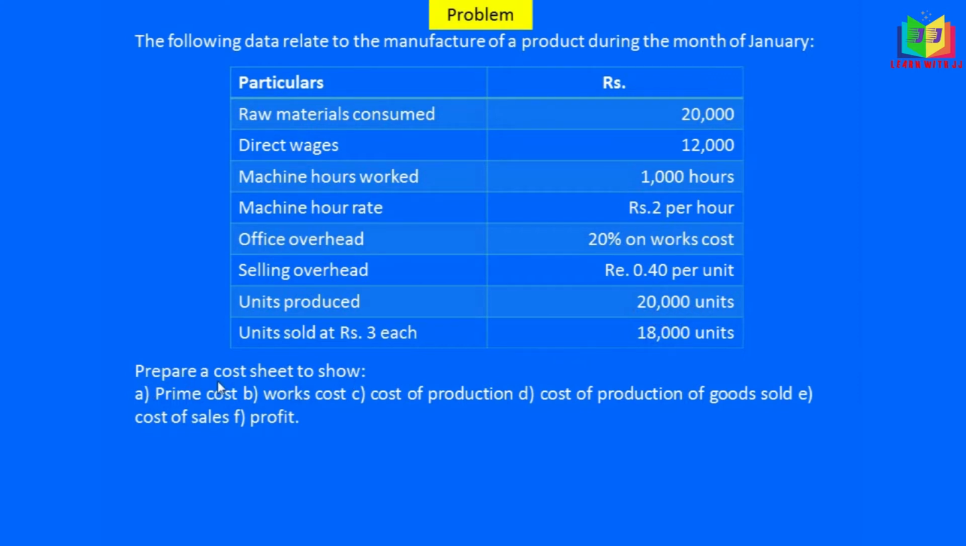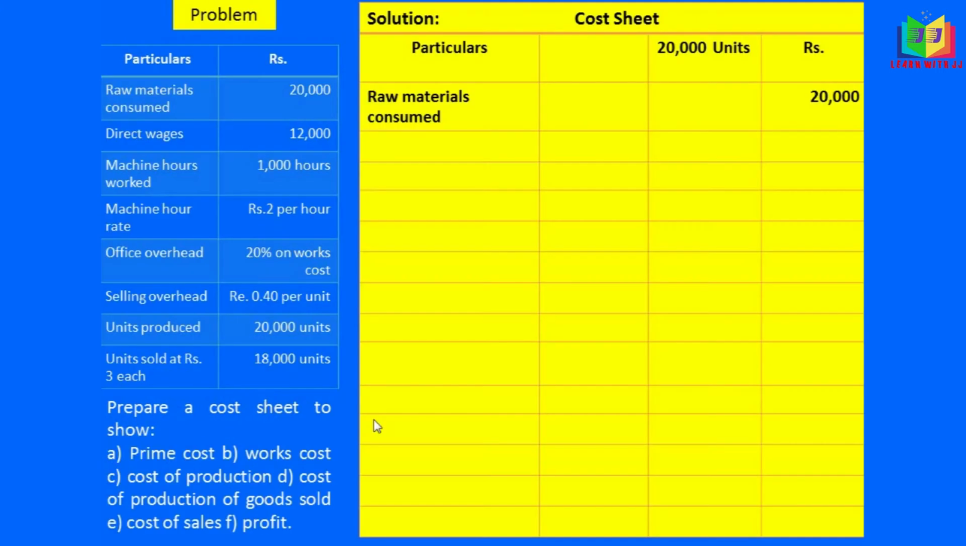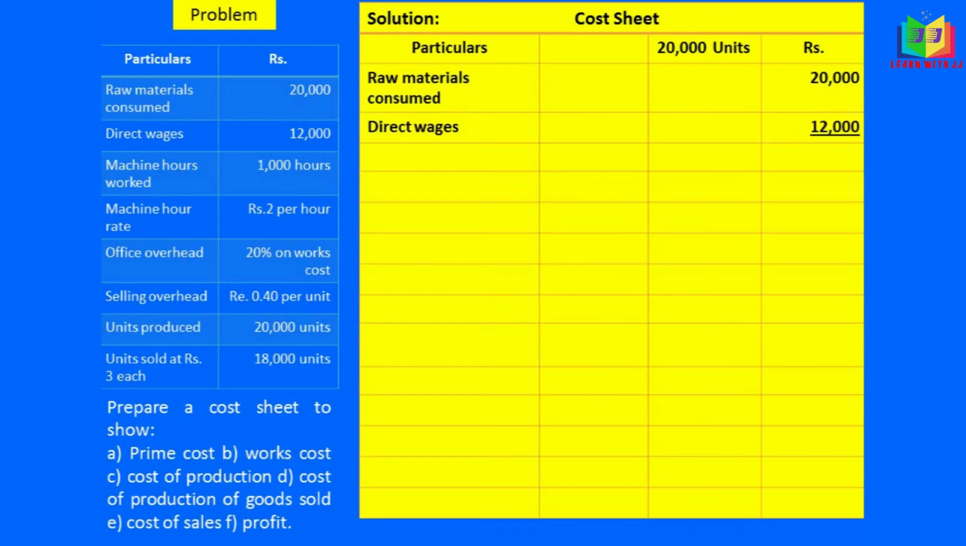Prepare a cost sheet to show prime cost, work cost, cost of production, cost of goods sold, cost of sales and profit. We have to find all these things. Let's start doing the problem now. First we have to write the raw materials 20,000, and next direct wages we have to write. And we don't have expenses, so we can add this. We'll find the prime cost. Yes, prime cost is 32,000.